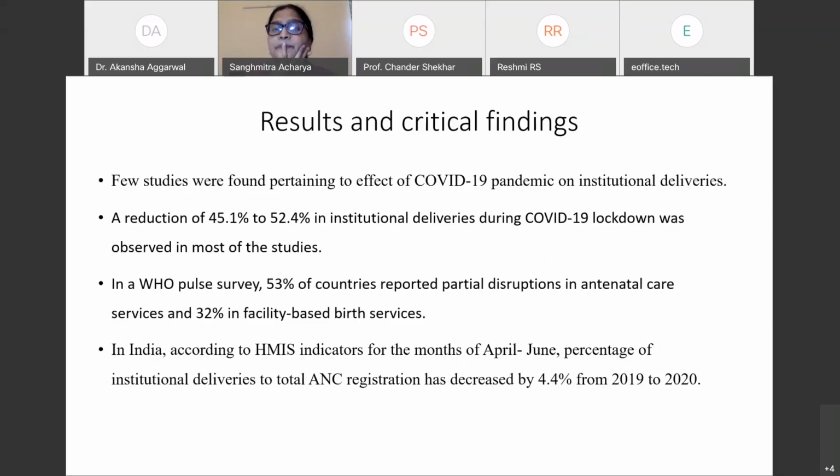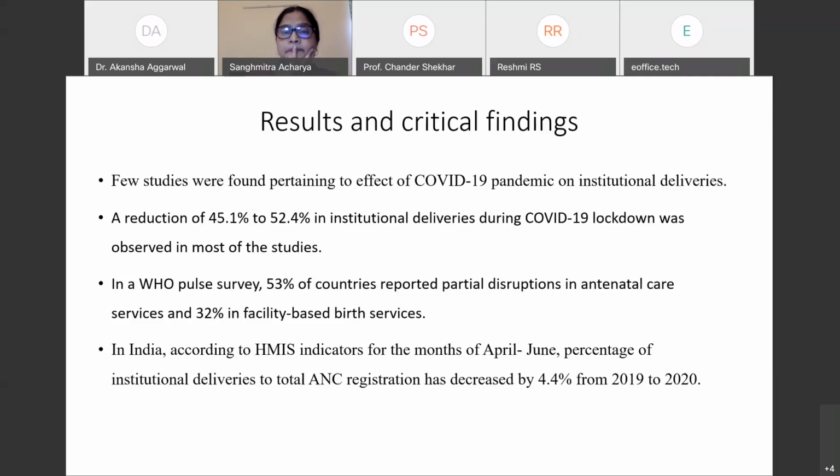Coming to the results and critical findings, a few studies were found pertaining to the effect of the pandemic on institutional deliveries. A wholesome reduction of around 45% to 52% in institutional deliveries during the COVID-19 lockdown was observed in most of the studies. In a WHO pulse survey done during the lockdown, 53% of countries reported partial disruption in antenatal care services, and 32% of the countries reported disruption in facility-based birth services.